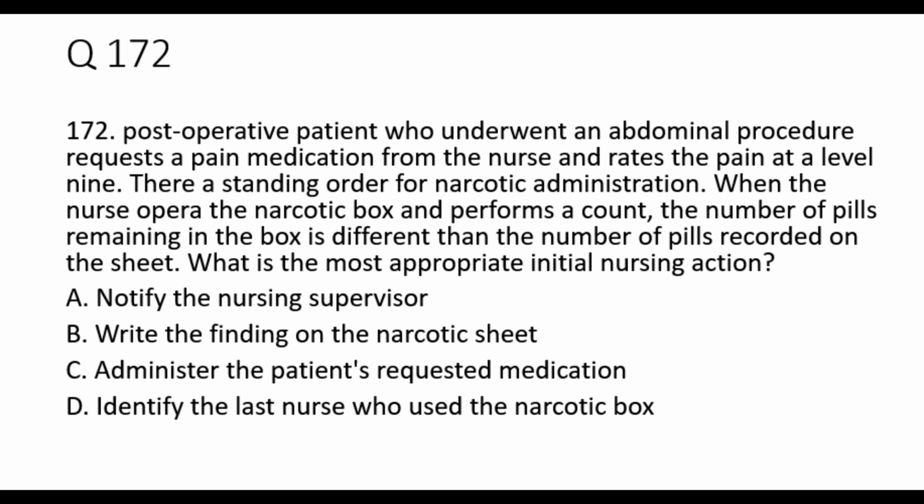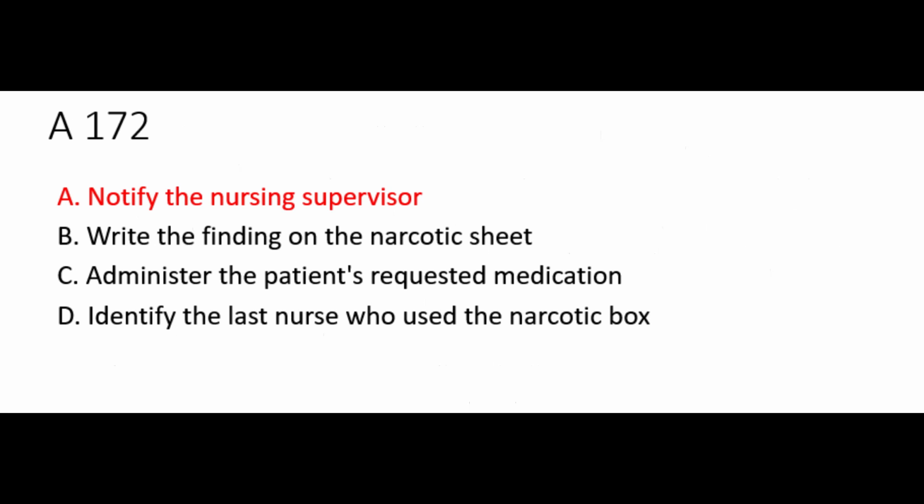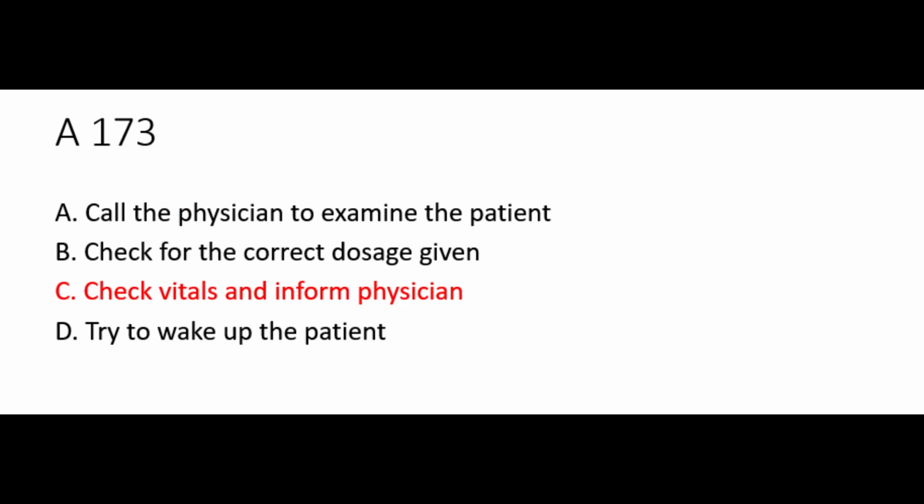172. Postoperative patient who underwent an abdominal procedure requests a pain medication from the nurse and rates the pain at a level 9. There is a standing order for narcotic administration. When the nurse opens the narcotic box and performs a count, the number of pills remaining in the box is different than the number of pills recorded on the sheet. What is the most appropriate initial nursing action? A. Notify the nursing supervisor. B. Write the finding on the narcotic sheet. C. Administer the patient's requested medication. D. Identify the last nurse who used the narcotic box. The answer is A. Notify the nursing supervisor. Check vitals and inform physician.